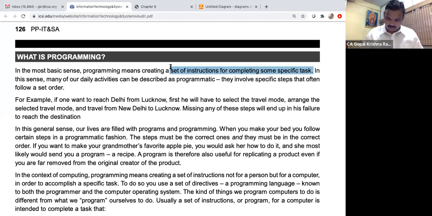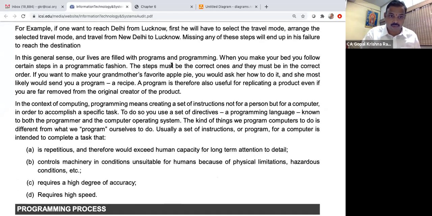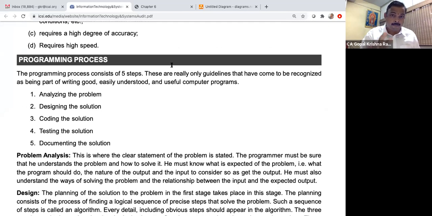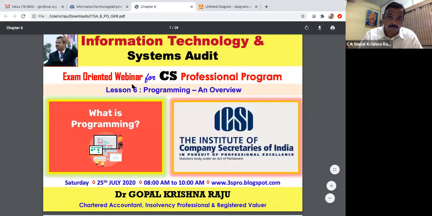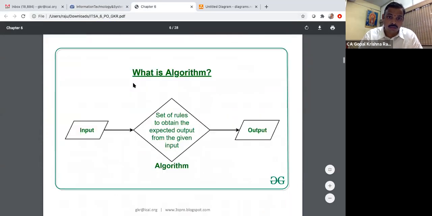Let me take you to that particular part. And in the language, all these 5 will be dealt with. So the moment you say a set of instructions for a task which should be completed, all these 5 will be forming part of that set of instructions. And this is an exam question. So please look here, guys. I'll come to all these diagrams.